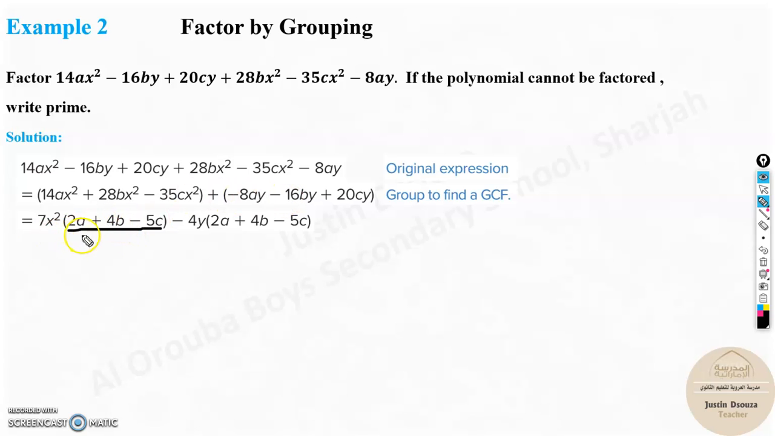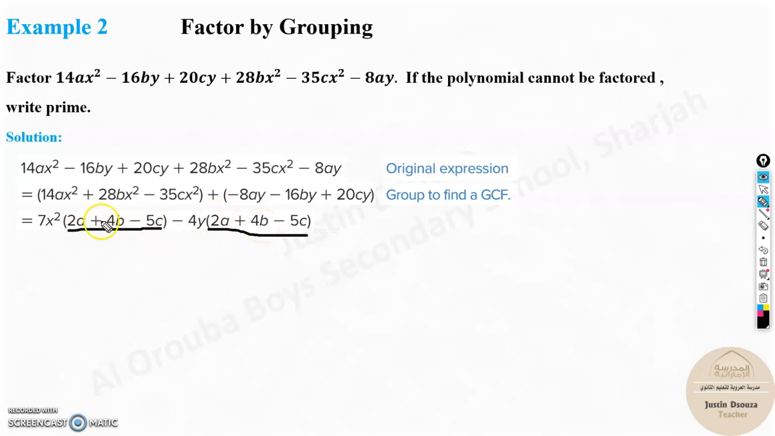Now look over here. 2a, 4b is positive. These two terms must be positive. So remove the negative out. Negative 4y. So what you're remaining with is 2a, 4b, negative 5c. You can see these two terms are the same.